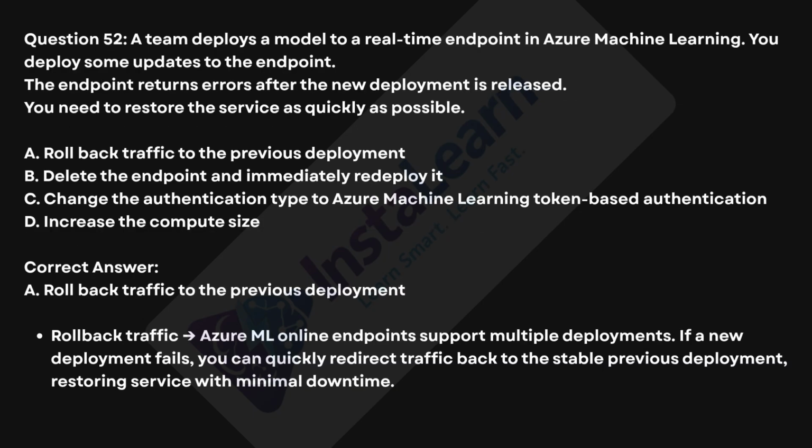Correct answer is A. Roll back traffic to the previous deployment. Here's why. Rollback traffic. Azure ML Online Endpoints support multiple deployments. If a new deployment fails, you can quickly redirect traffic back to the stable previous deployment, restoring service with minimal downtime.